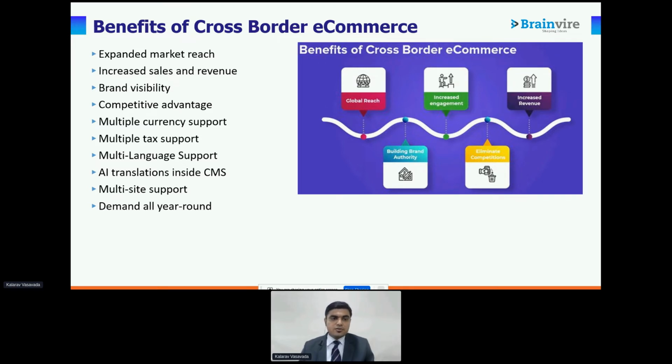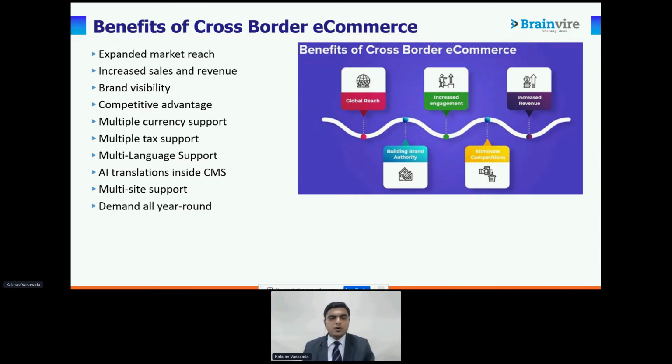For that, yes, you need to go with a couple of features which are benefits. Consider multiple currencies, so you can have a multi-currency concept. Multiple tax support you need to provide, because every country has a different taxation system. You need multi-language support in your system, because customers prefer their local native language whenever they are making any website search.